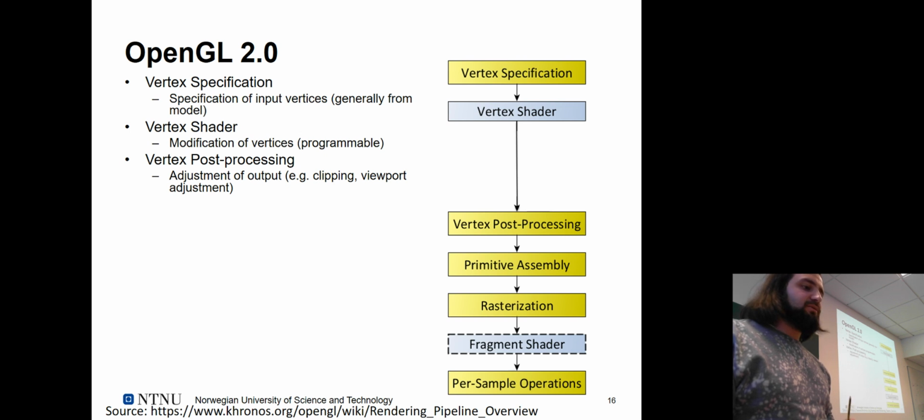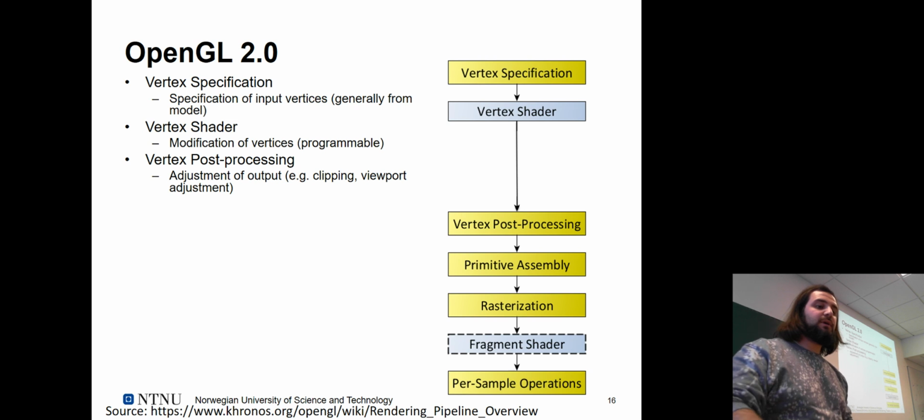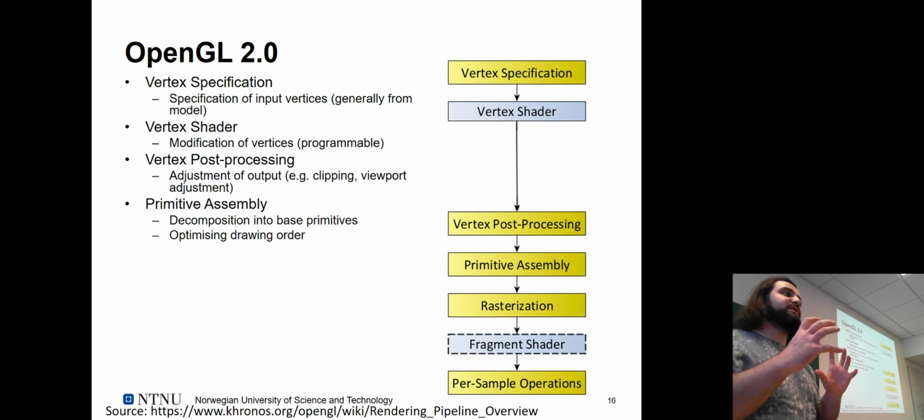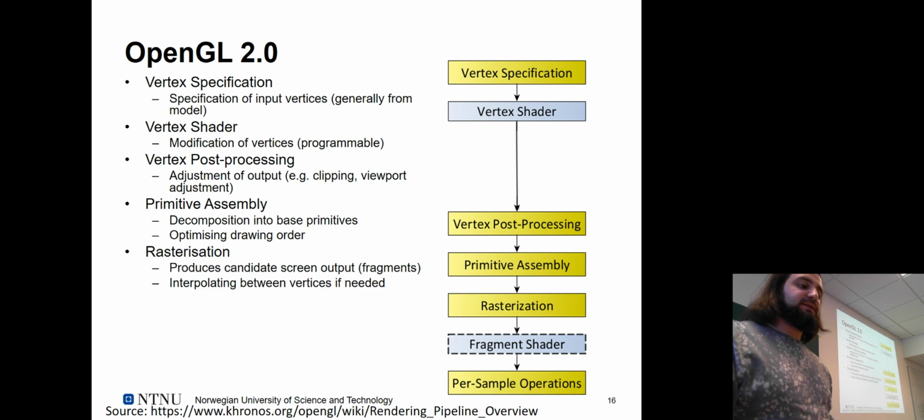And then we have vertex post-processing, for example, clipping to leave whatever is within the field of view. Afterwards we have primitive assembly, like defining drawing order, decomposing our shape into smaller pieces, and defining the triangles.